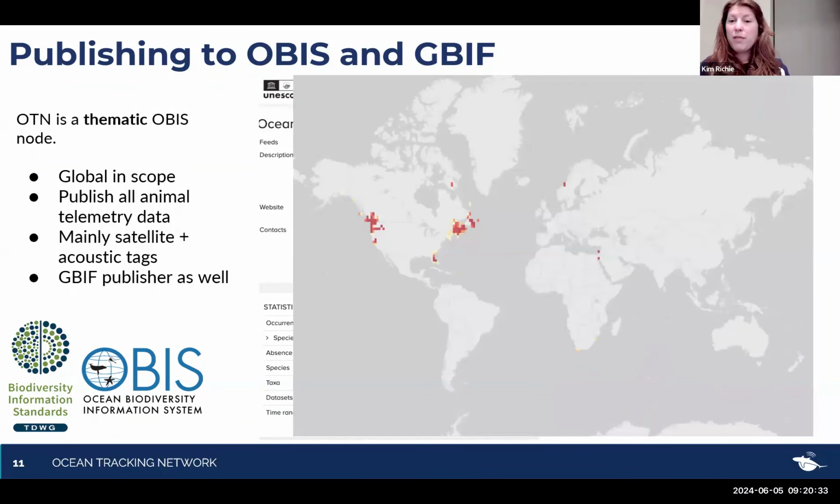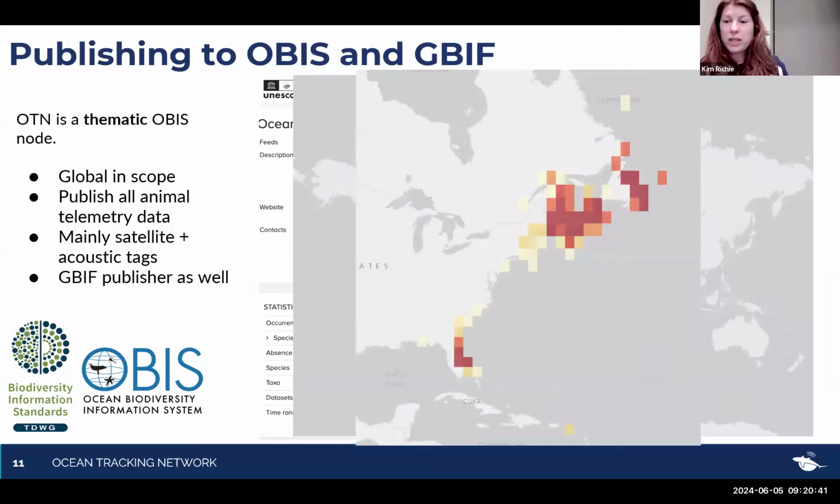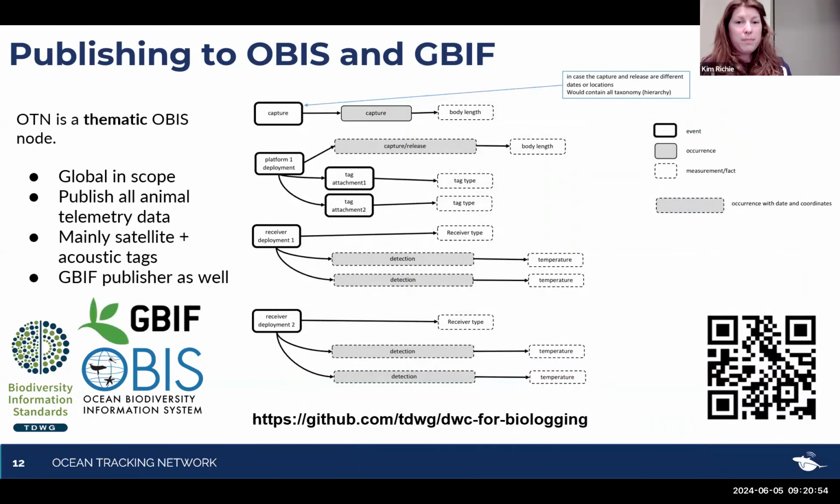So this is the heat map of the OTN OBIS portal's currently published data points across the globe. And if we zoom in along the Atlantic coastline, you can see we have quite a few projects published already. And the first non-OTN data set was published just in 2023. So this figure is complex, not made by me. But this is showing, so at OTN, we will help anyone publish their telemetry data into OBIS.